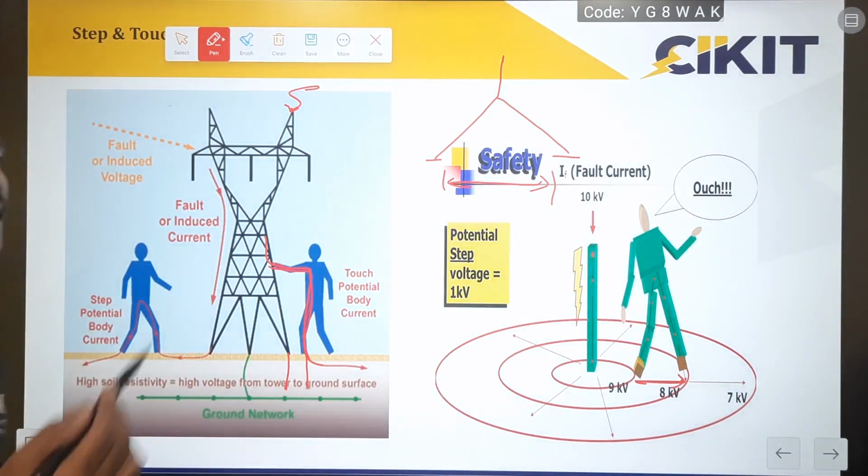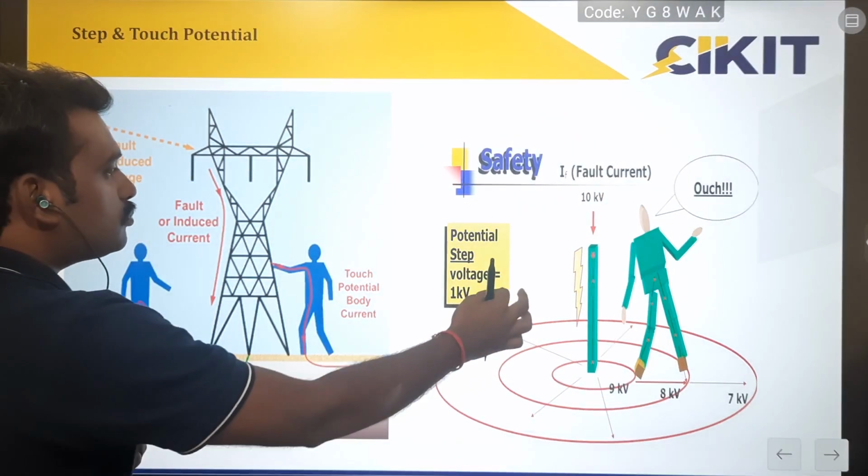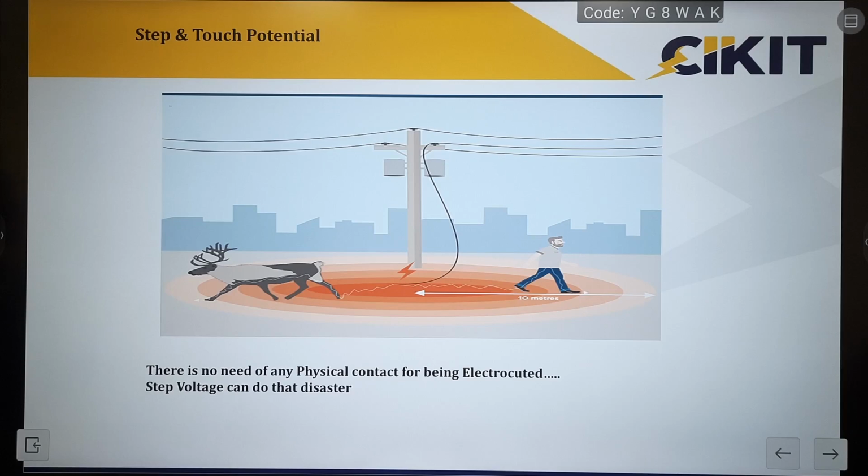In that case, if I jump on only one leg, then only one leg will be making contact with the soil and there won't be any potential difference. So if I jump in such conditions, I won't feel the shock. There won't be any potential difference, so the current won't flow through the body itself. So for step potential to cause damage, there is no need for physical contact also.